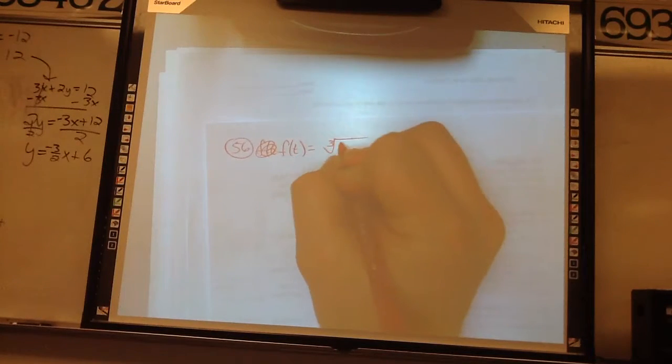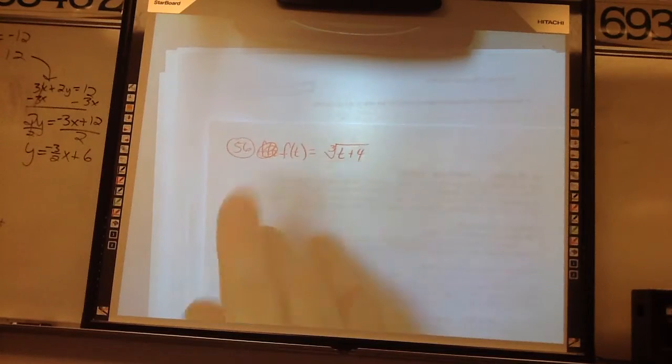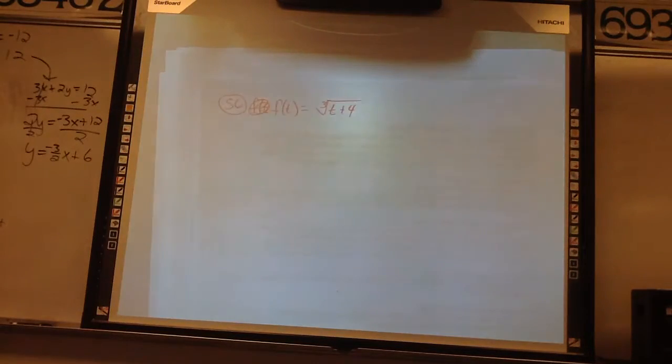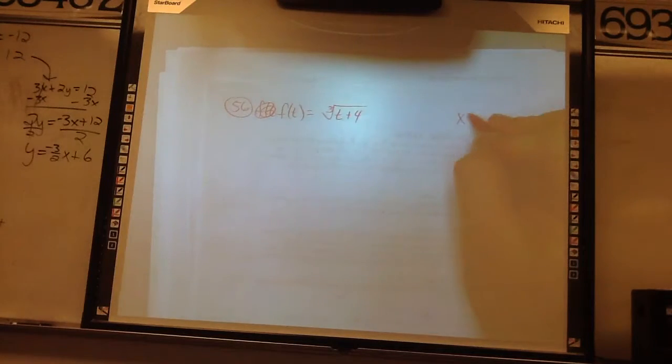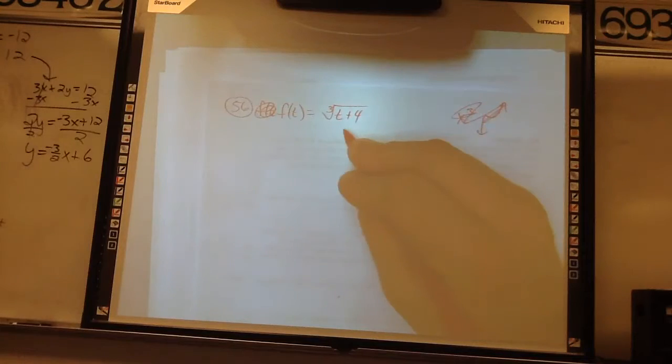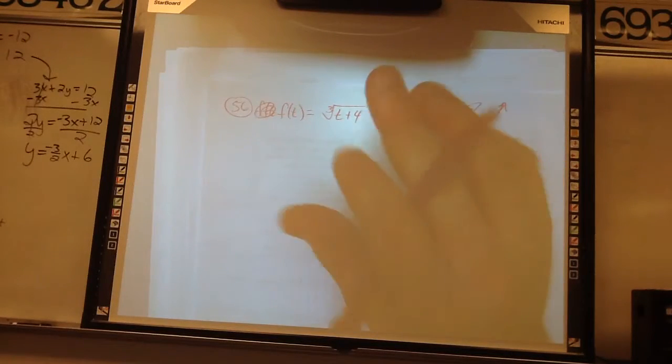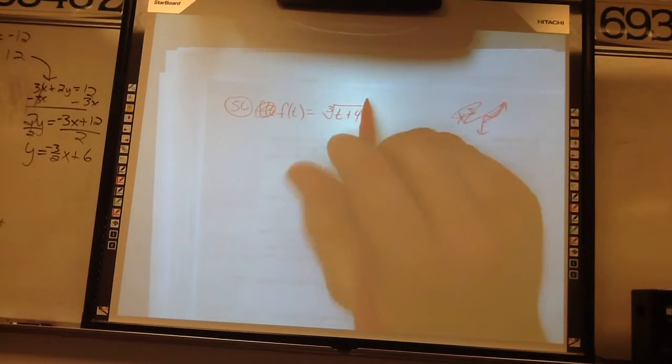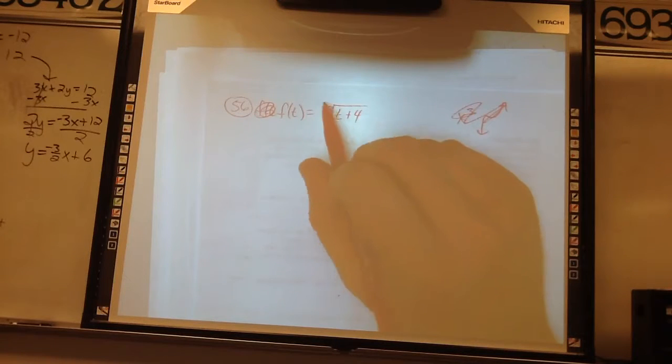Third row is t plus 4. Interesting here. Can t equal negative 4? We have a third root. T has to be greater than or equal to negative 4. Oh, that's not what it's asking. This is third root. Oh, I did the wrong one. Isn't it where it shoots out from both sides because it can have negatives? Willing to bet you've probably never graphed this.